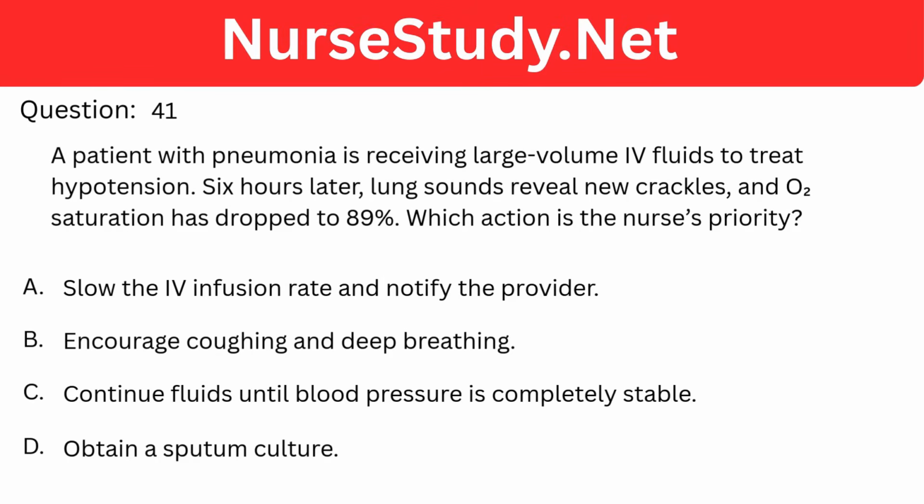Question 41. A patient with pneumonia is receiving large volume IV fluids to treat hypotension. 6 hours later, lung sounds reveal new crackles, and O2 saturation has dropped to 89%. Which action is the nurse's priority? A. Slow the IV infusion rate and notify the provider. B. Encourage coughing and deep breathing. C. Continue fluids until blood pressure is completely stable. D. Obtain a sputum culture.